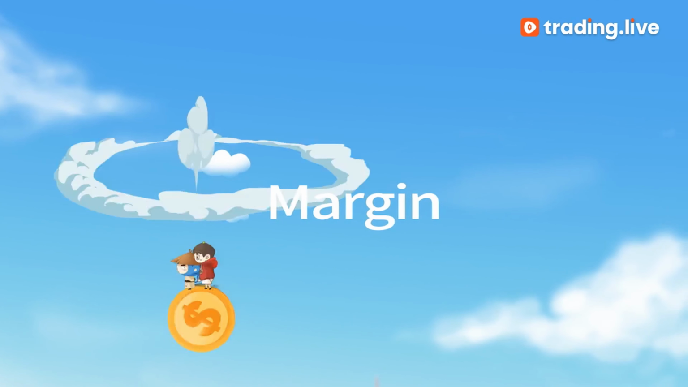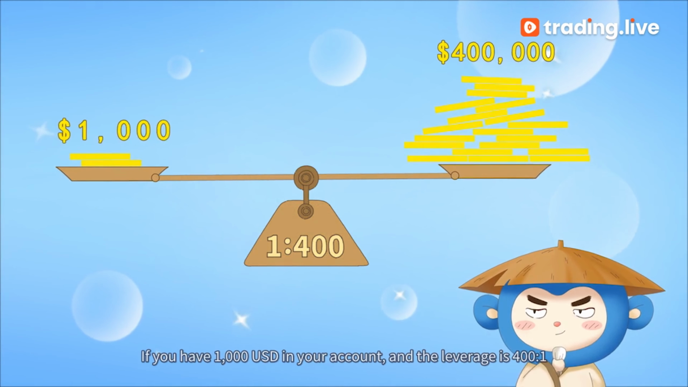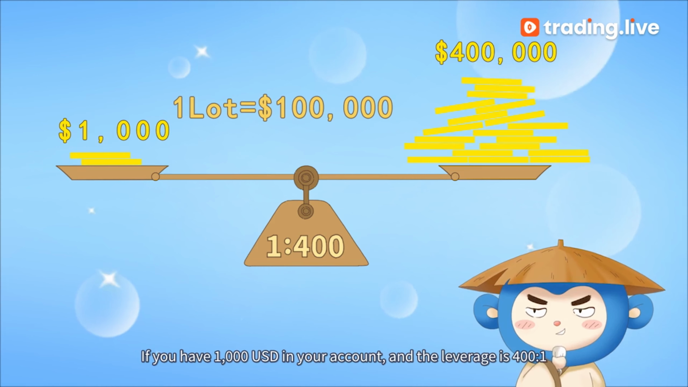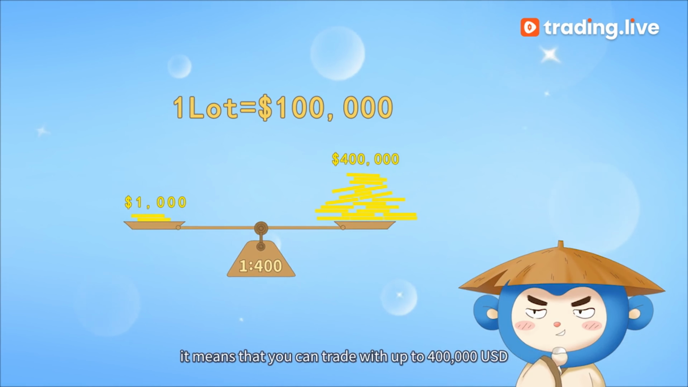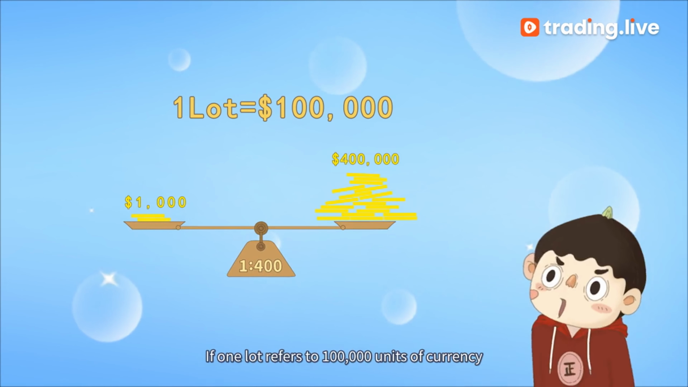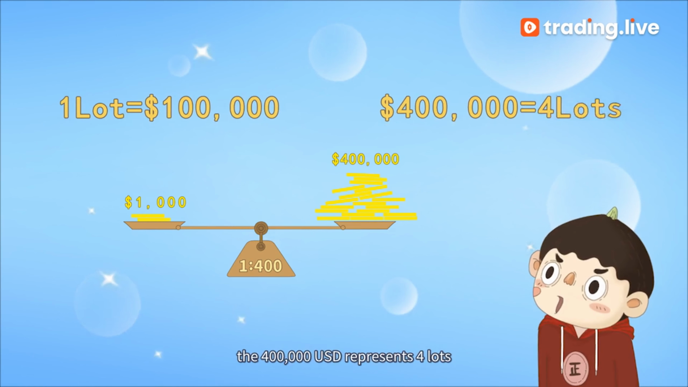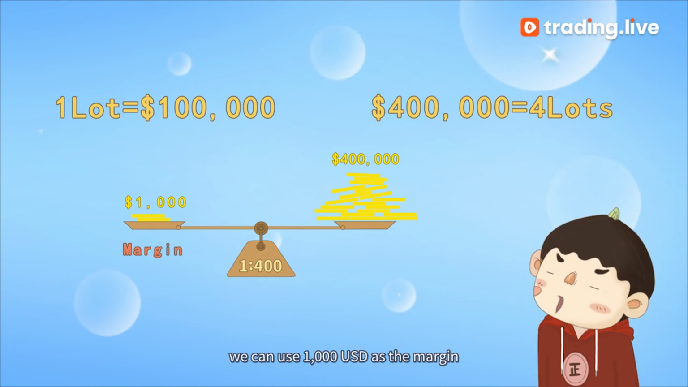Margin. Margin and leverage are inseparable. If you have $1,000 in your account and the leverage is 400 to 1, it means that you can trade with up to $400,000. If one lot refers to 100,000 units of currency, the $400,000 represents 4 lots. As such, we can use $1,000 as the margin.